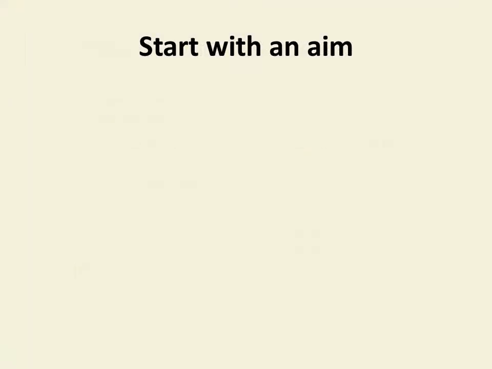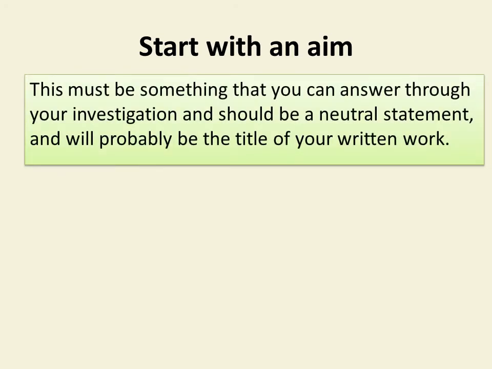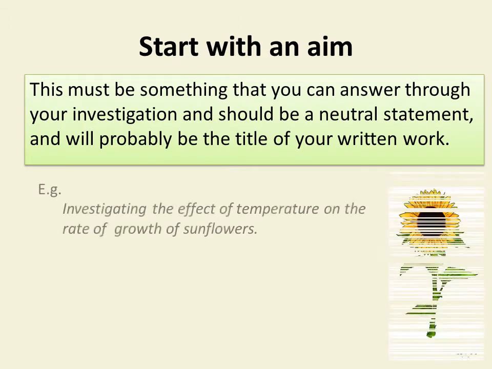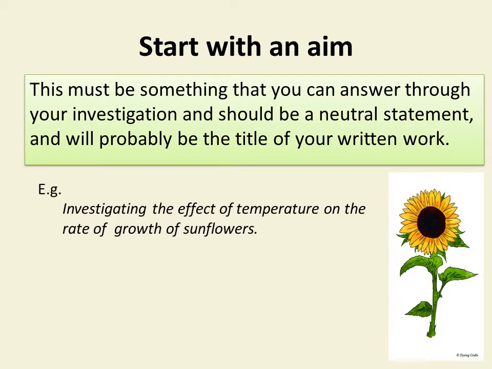So to plan an investigation, we're going to start with an aim. This must be something that you can answer through your investigation and should be a neutral statement and will probably be the title of your written work. An example here might be to investigate the effect of temperature on the rate of growth of sunflowers. Now this is a neutral statement because it doesn't tell us exactly what we think we're going to find out.